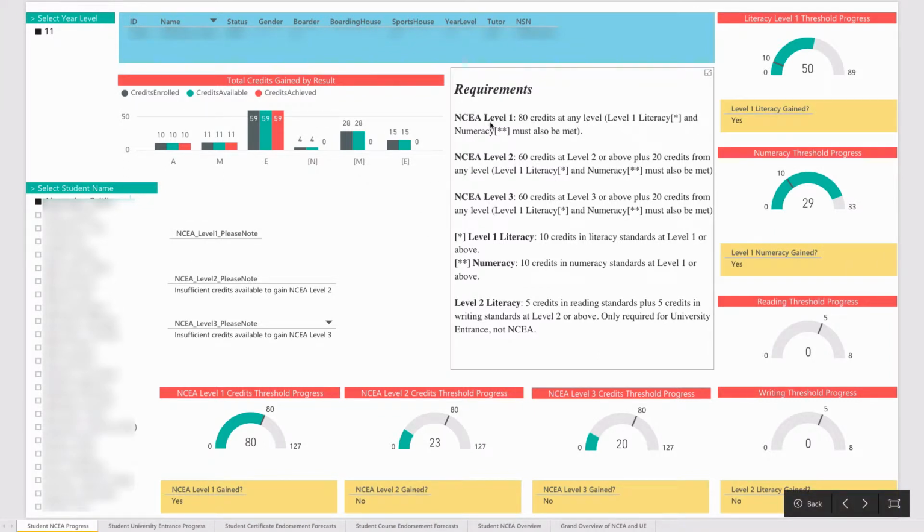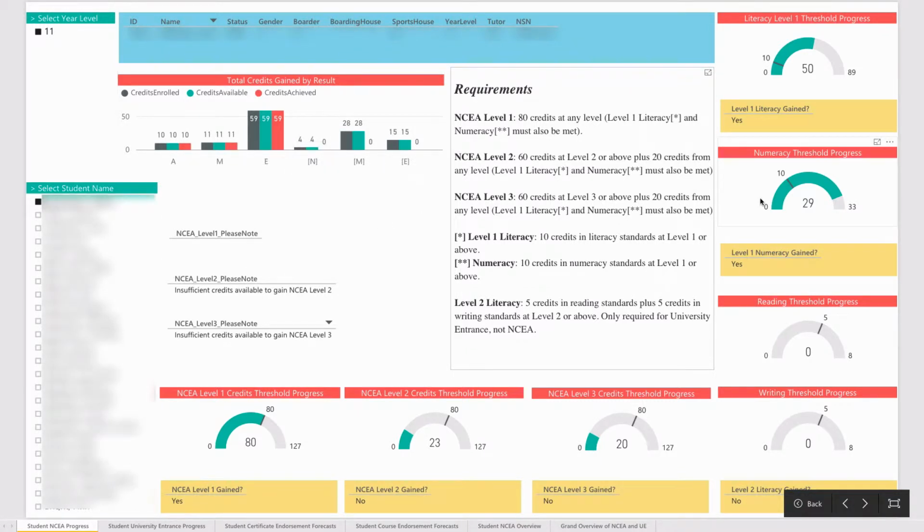what the requirements are that you can see here, and we've deliberately tried to use these speedo dials with threshold indicators to give an indicator of the key progress that students need to meet. So on the left, a dean who might have academic oversight of the Year 11 cohort could see this, select a student, and immediately we get an indication of their achieved results, merits, excellences.